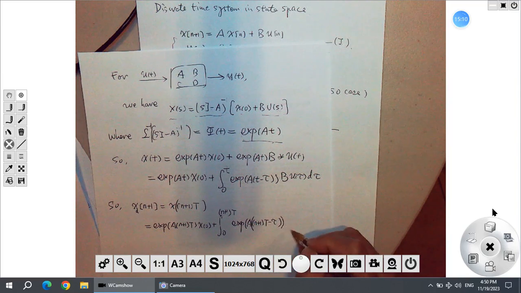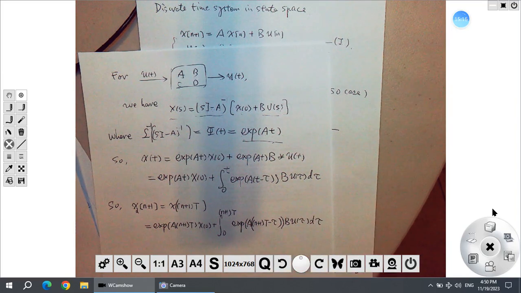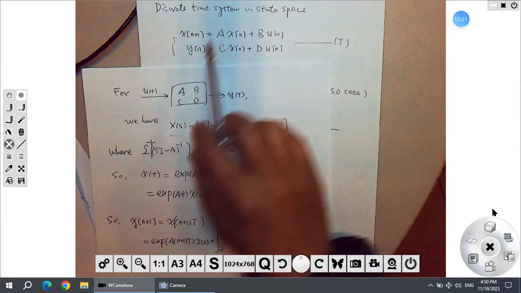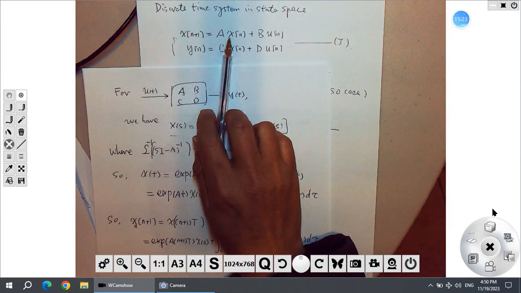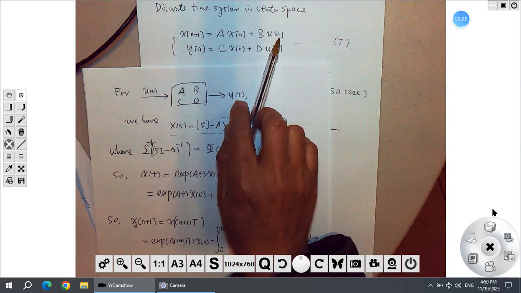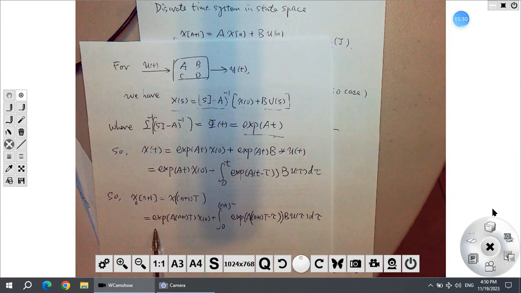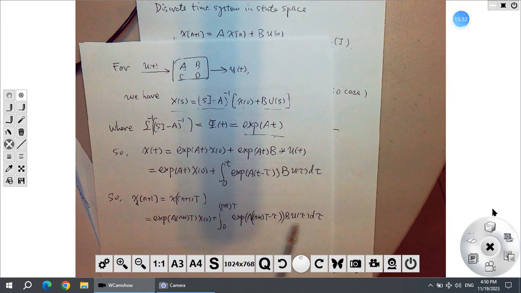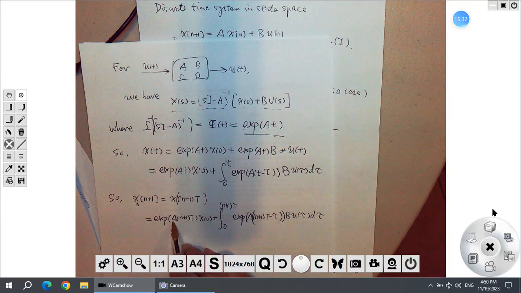Another one. Okay. Then times b times u(τ) dτ. Alright. Here we want to write x(n+1) as a combination of x(n) and u(n). So can we find u(n) and x(n) here? Well, for x(n), you need A times nT, not A times (n+1)T. So here we want A times nT.